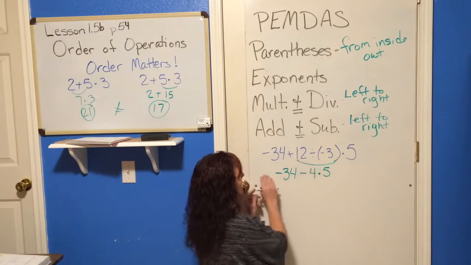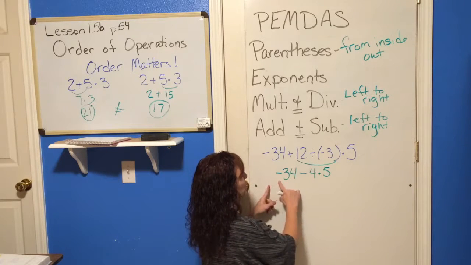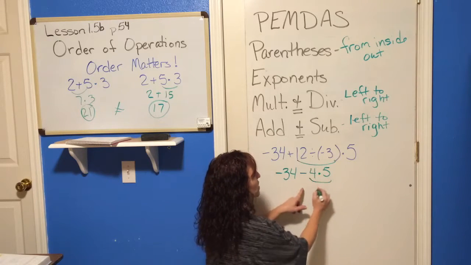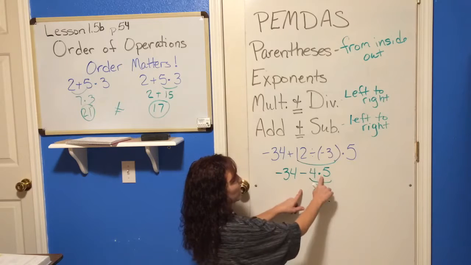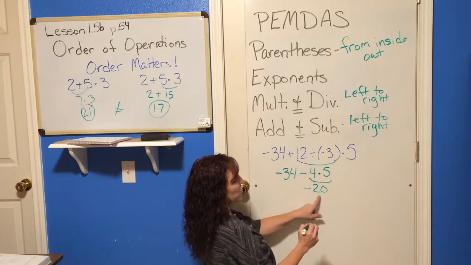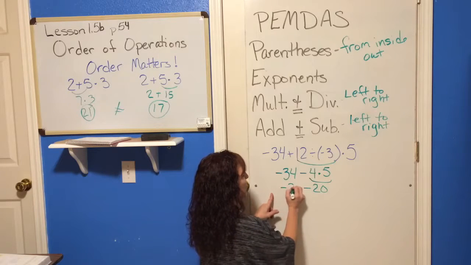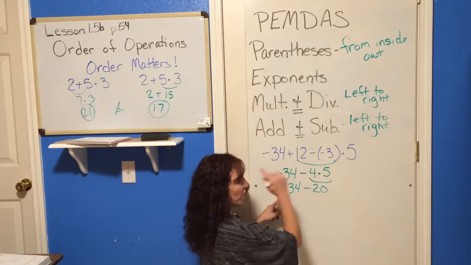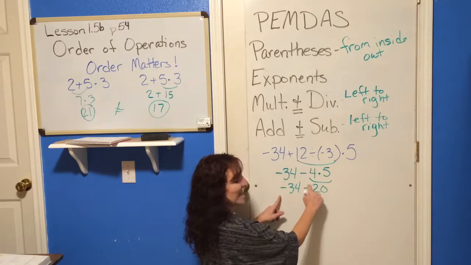Then we go back to the beginning and say, okay, any other multiplication and division? And we say, oh yes, here's multiplication right here. So 4 times 5 is 20, and 5 was positive, but the 4 is negative, so my answer is still negative 20. Don't lose my negative 34 here. Negative 34 and a negative 20, you can in your brain say, oh, this is actually adding a negative.